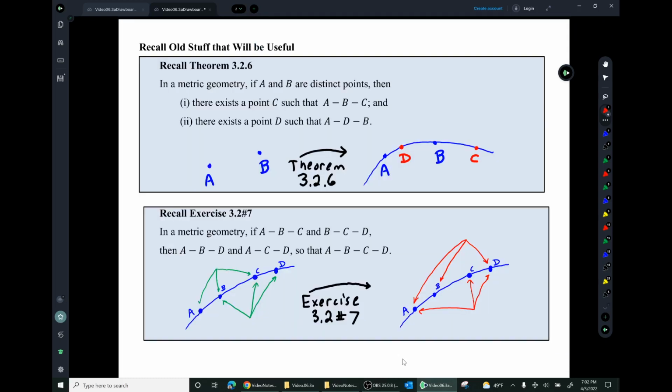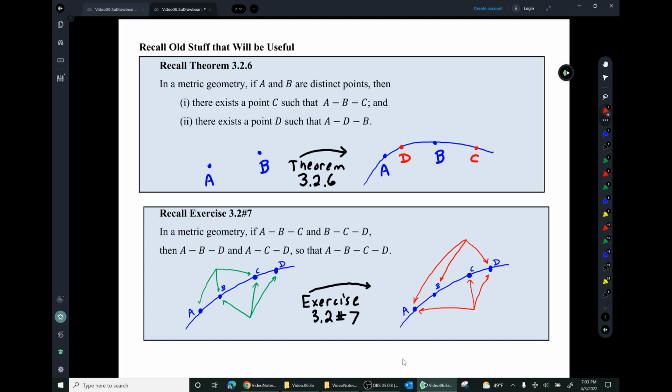All right, I'm going to start by recalling some old stuff that will be useful. From section 3.2, there's theorem 3.2.6 that most students remember pretty well. This theorem says that if you're given two distinct points A and B in a metric geometry, then there exist points C and D that create these betweenness relationships with A and B. The one that we'll be using today in this video is the fact that this point C exists out beyond point B on line AB.